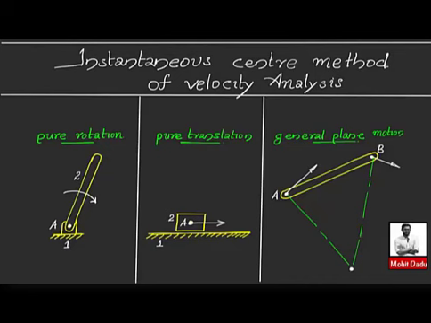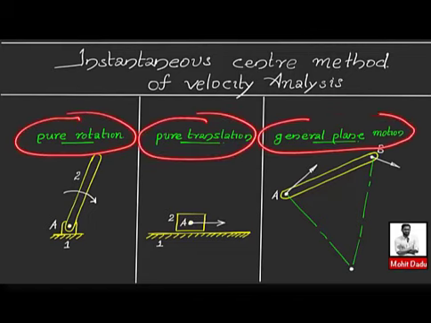In this video, we'll be discussing the instantaneous center method of velocity analysis. By instantaneous center, we mean a point about which a link is assumed to have pure rotation. So we can consider the different types of motion that can occur in a mechanism. Basically, you already know this: there are three types, pure rotation, pure translation, and general plane motion.